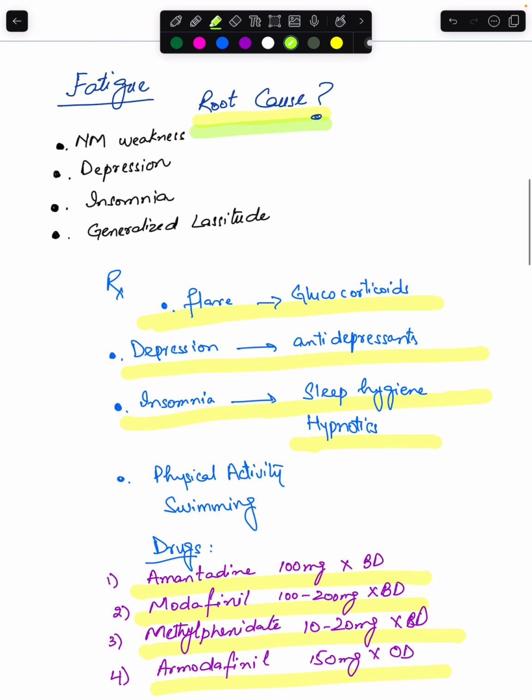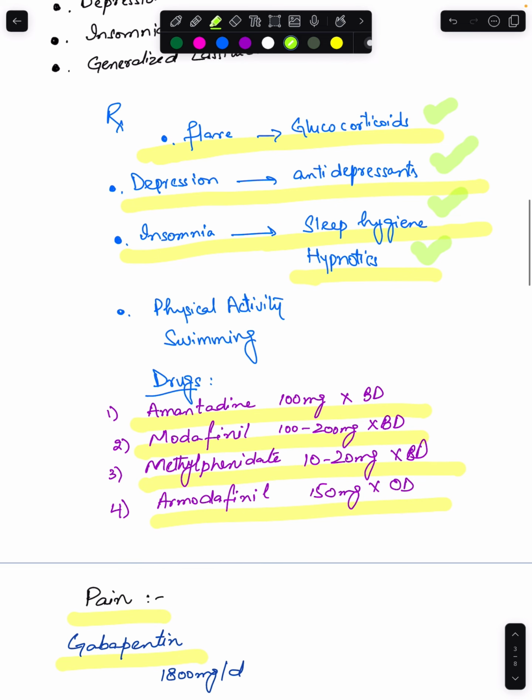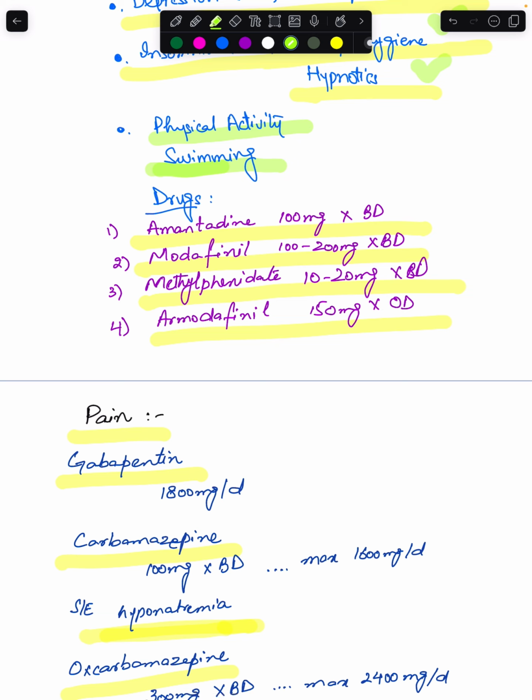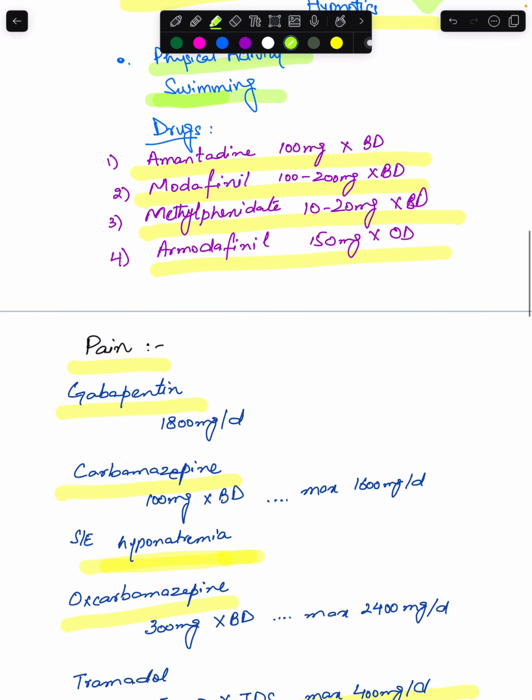If there is a flare, there is some relapse, then we give corticosteroids. If it is due to depression, then we have to treat the depression with antidepressant. In case of insomnia, we have to improve the sleep hygiene and give hypnotics. Physical activity should be increased, and swimming is really good against this fatigue. The drugs that can be used are amantadine 100 milligram BD, modafinil 100 to 200 milligram BD, methylphenidate 10 to 20 milligram BD, and armodafinil 150 milligram OD.